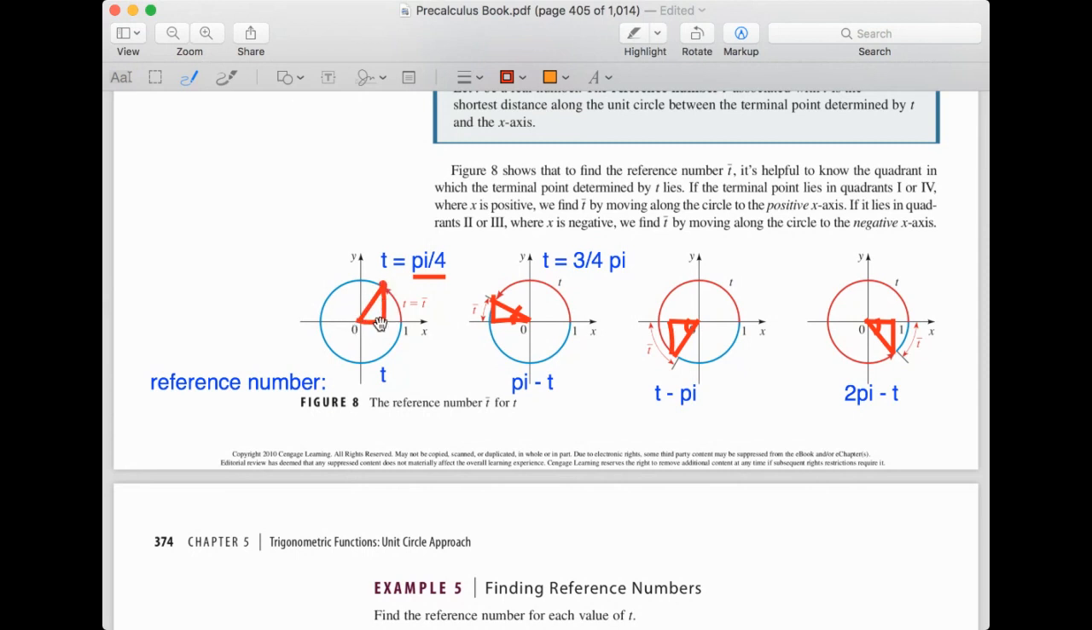So how do we make this triangle? We connect this point with the origin. We call this line the terminal line. Then we drop a perpendicular line from the point to the x-axis. So with this part of the x-axis, we see this triangle. And what's the angle we talk about? We like to talk about this angle. So in the first quadrant, right?